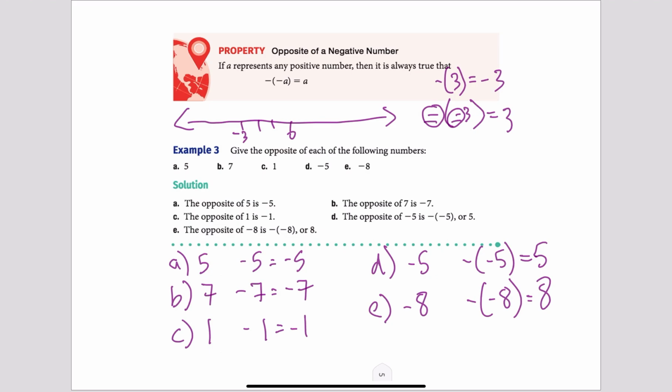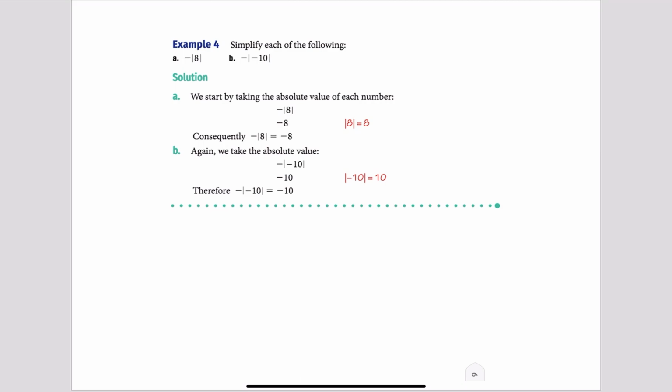So hopefully that cleared up the rule that we think about whenever we have a negative and a negative next to each other in this situation. Okay, so let's simplify some problems with absolute values as well. So let's look at A. Negative absolute value of 8. And what they want us to do is simplify this.